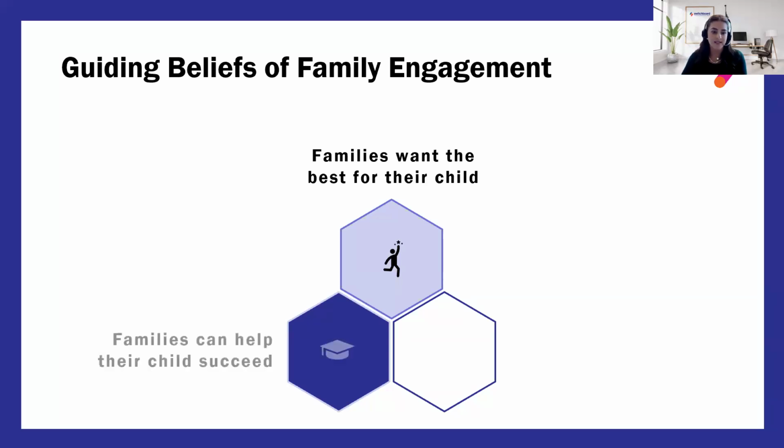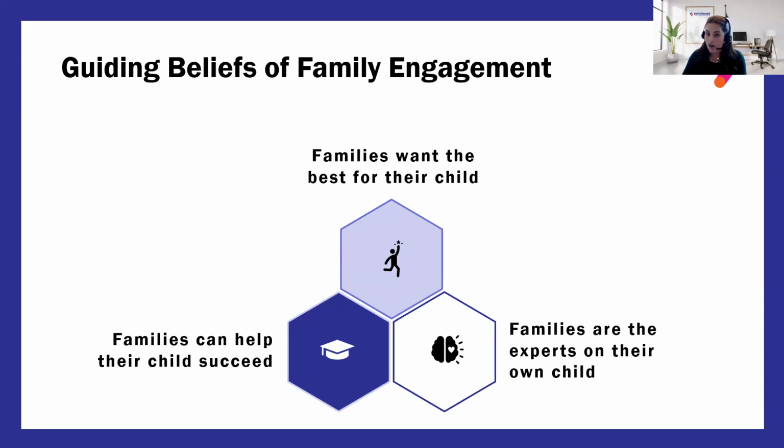The second is that families can help their child succeed, right? Families play a really important role in their child's success. They influence the way their child learns and the way their child behaves in the classroom. Our role is to empower families with the tools and support that they need to contribute effectively. And then the last is that families are the experts of their child, right? They have the best insight on their child, and their insight is so valuable to educators. We really have to listen and respect their knowledge to make informed decisions that benefit the student.